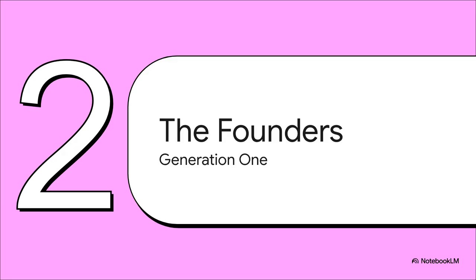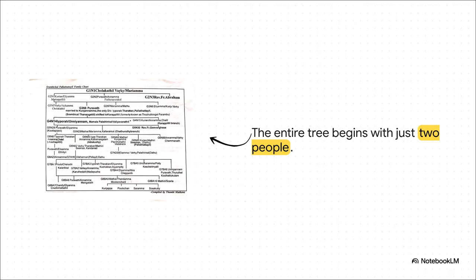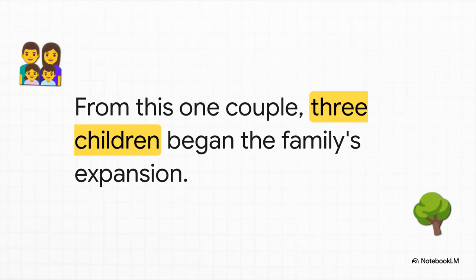All right, so now that we've got the rules down, let's actually put them to use. We're going to go all the way back to the very top of the tree and meet the founders, Generation 1. Right at the very top, we find them. Cholakatel Varki and his wife, Mariama. This is Generation 1. It's kind of wild when you think about it. Every other name on this entire map, every single branching story, all of it starts right here, with just two people. And from that one couple, the three main branches of the family got their start. Their children, Kurian, Paravat, and Reverend Father Abraham, they formed that second generation, and it's really through them that this whole lineage began to expand.